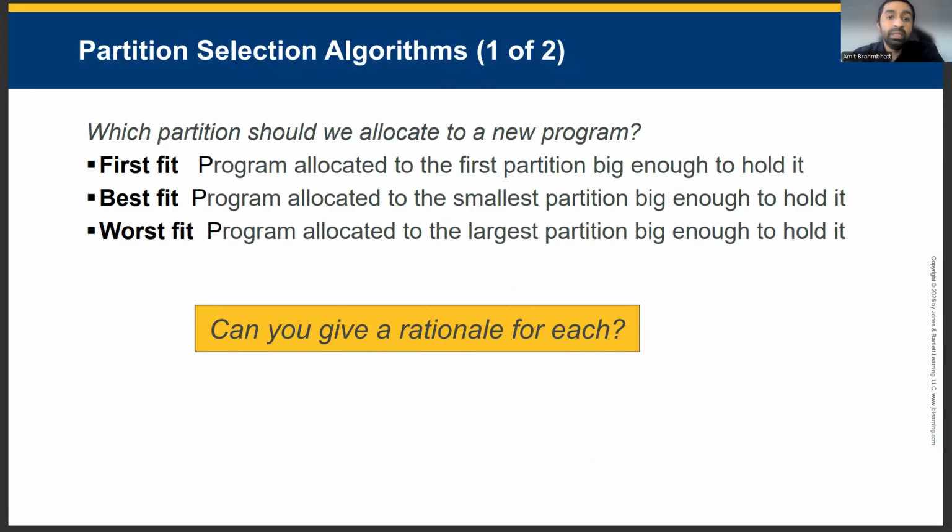So there are three key partition selection algorithms: first fit, best fit, and worst fit. First fit selects the first available partition that is large enough, making it fast and simple. Best fit chooses the smallest partition that can hold the program, which minimizes the wasted space, but may require scanning more memory. Worst fit selects the largest available partition, attempting to leave reasonably sized leftover blocks.